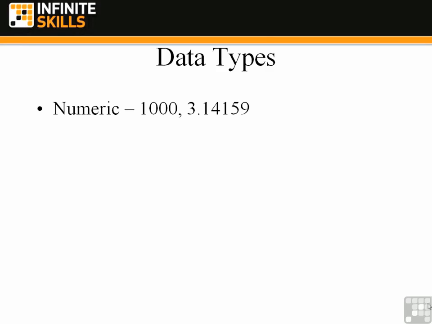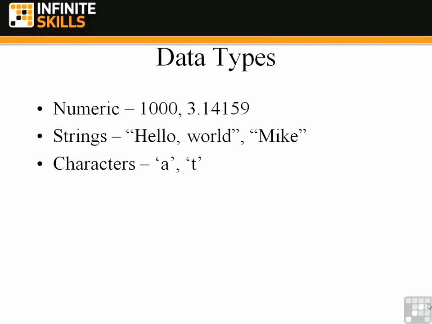Next, we're going to talk about the types of data types that you find in C#. First, you have numeric data types that store numbers such as 1000 and 3.14159. You have string or strings such as hello world or the name Mike. Characters, which are individual letters or numbers, which could also be characters or even symbols. You'll notice that the difference between a character and a string is a character is surrounded in single quotes and a string is surrounded in double quotes.